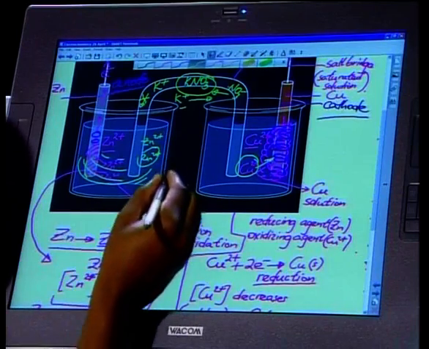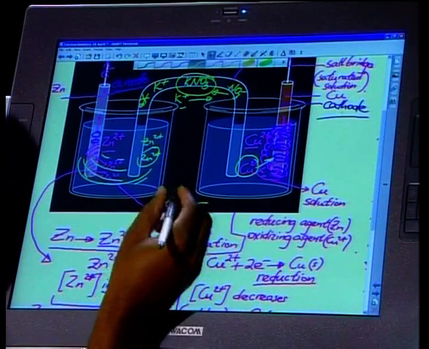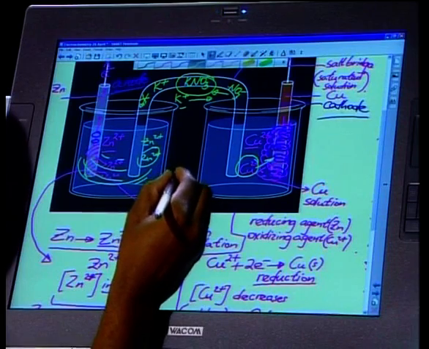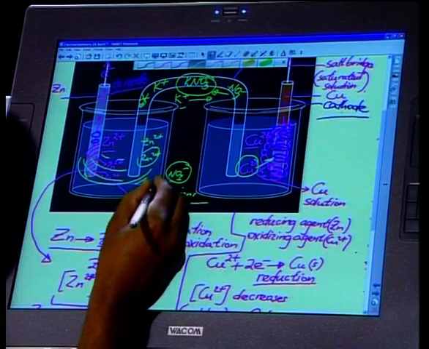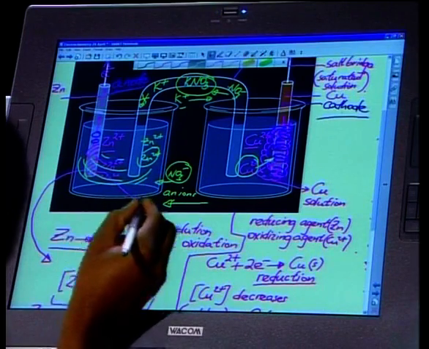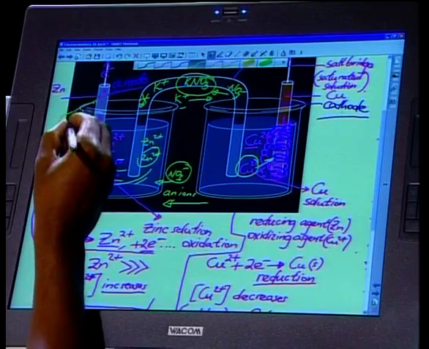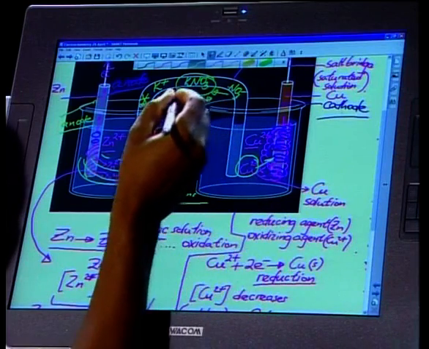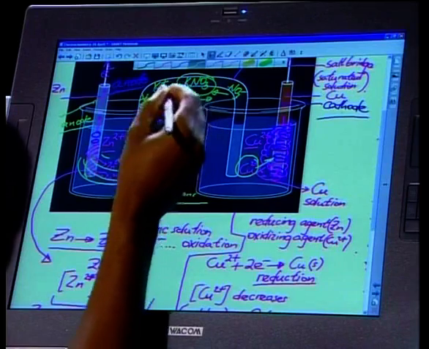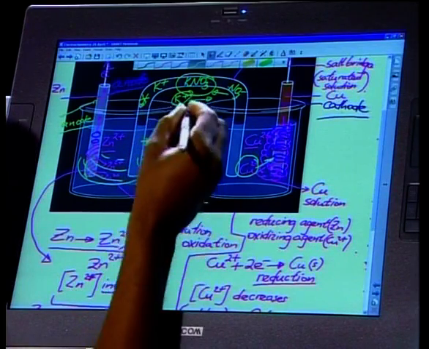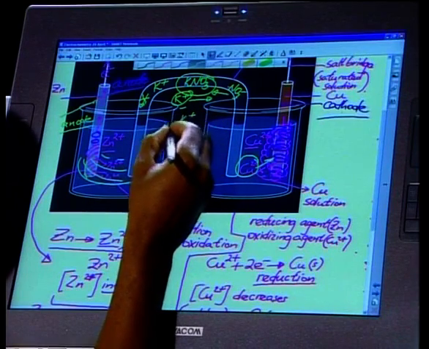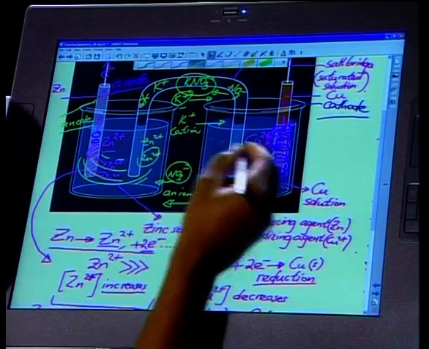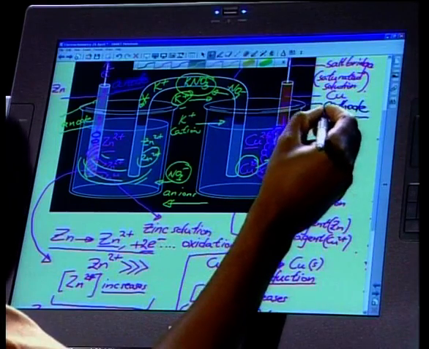Now you can see the anions, which are the NO3 ions in this case from the salt bridge, are going to this side. And we call this electrode the anode. On the right-hand side, cations, the positive ions, are going in that direction. And because they are going into this electrode, we will call this the cathode.